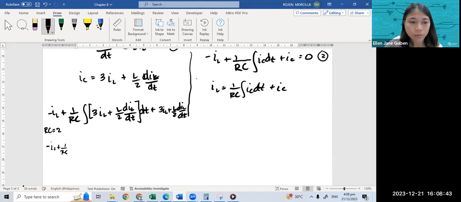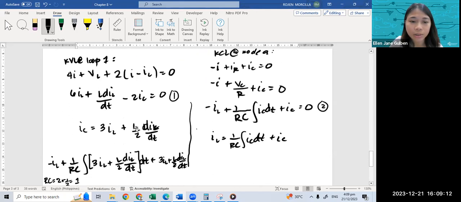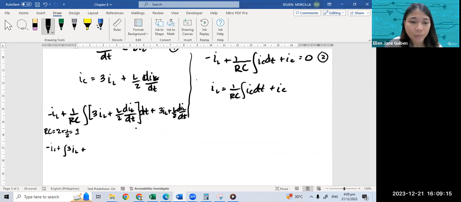RC is equal to 2 times 1/2, that's equal to 1. Okay, so we will simplify this one into just 1. Okay, and then we will get the integral of 3IL plus RL is equivalent to 1. So we get 1/2. 1/2 integral of the derivative, we get 1/2 of IL.